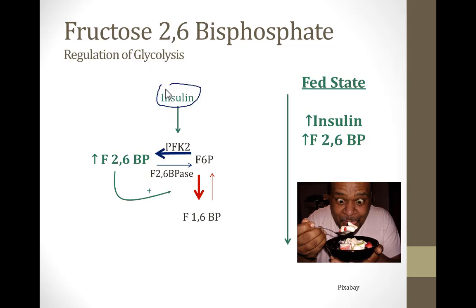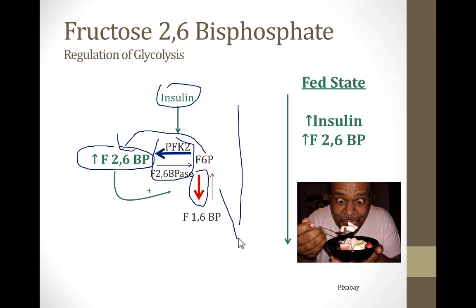Insulin leads to dephosphorylation of these two enzymes. This favors the conversion of fructose 6-phosphate to 2,6-bisphosphate and increases the levels of fructose 2,6-bisphosphate. This goes and turns on glycolysis and therefore activates phosphofructokinase 1 so that glycolysis will proceed. You can see this man is eating, his insulin levels are high, and therefore his fructose 2,6-bisphosphate levels are also high.